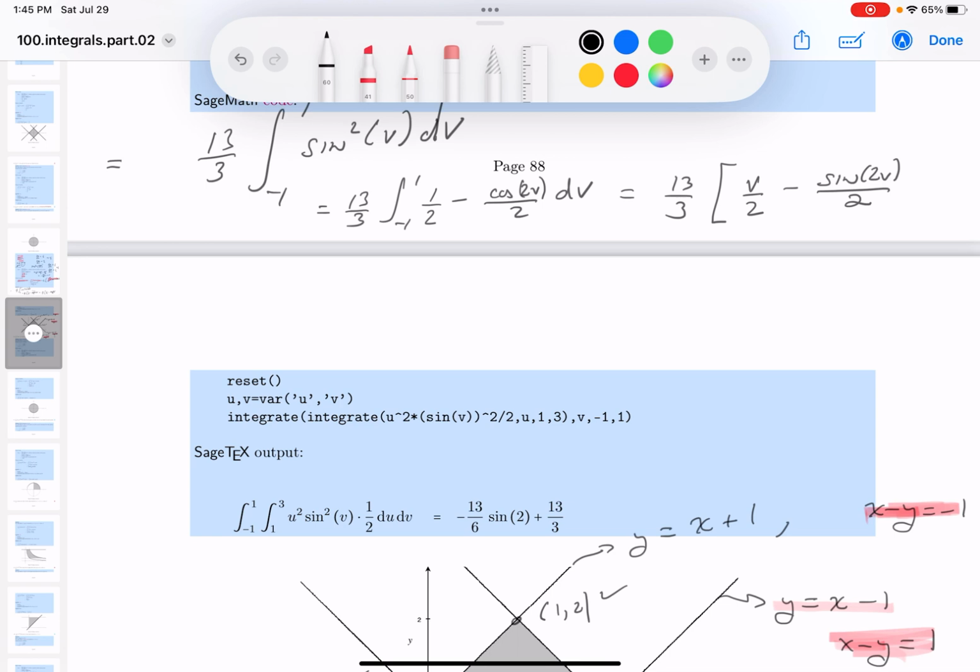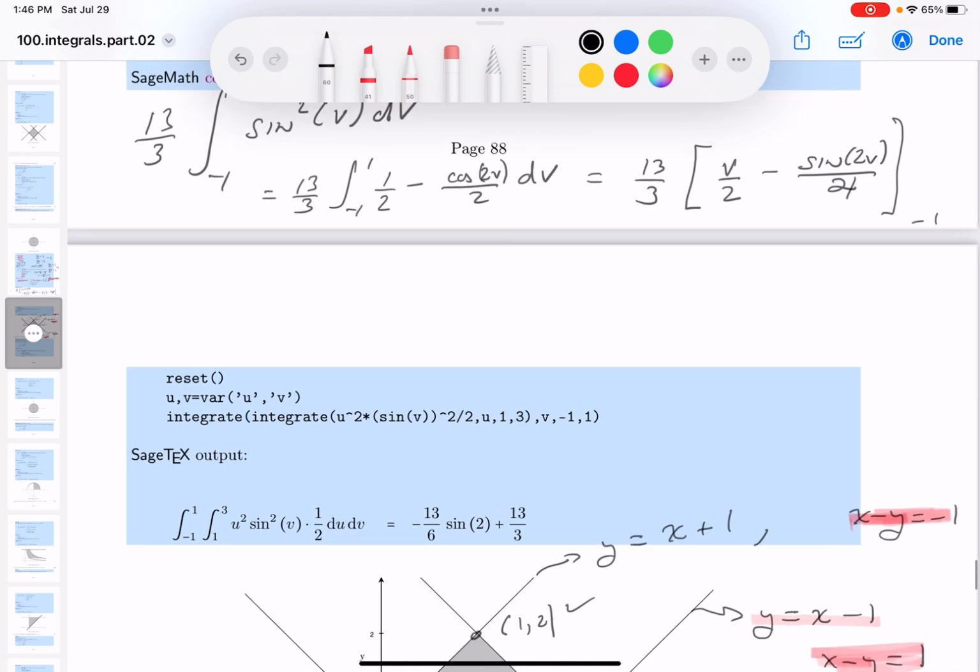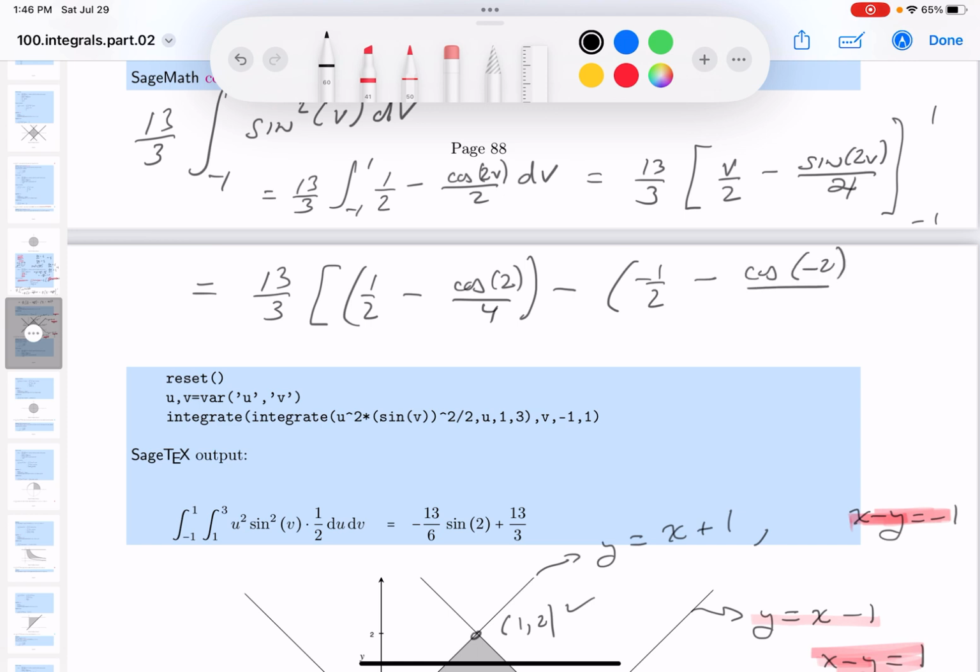When I differentiate that, I would get cosine 2v times 2. So I got to put a 4 here. Let me just check that. And if I differentiate that, I'd get cosine 2v times 2. Yeah, I think I did okay. Limits of integration are going from -1 up to 1. I can put this down now. 13 thirds. Let's see, I start with the v now, right? So it's 1/2 minus cosine of 2 over 4, minus, I'm going to do -1 now, minus 1/2, and then it's going to be minus cosine minus 2 over 4. I'm going to keep moving through that.